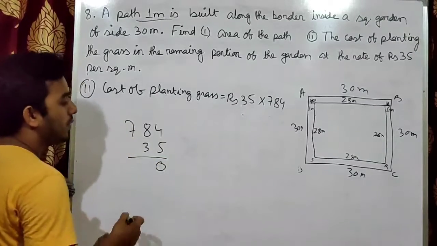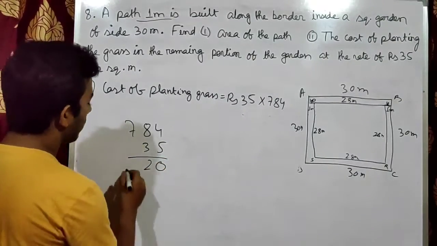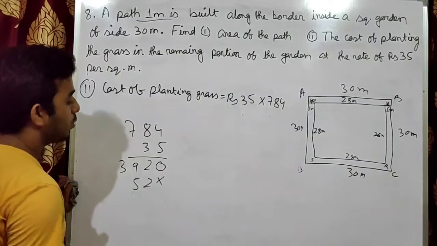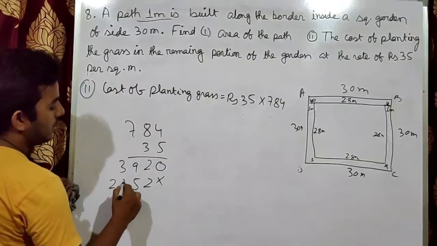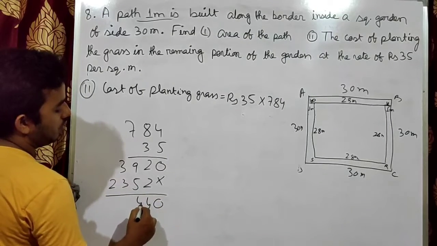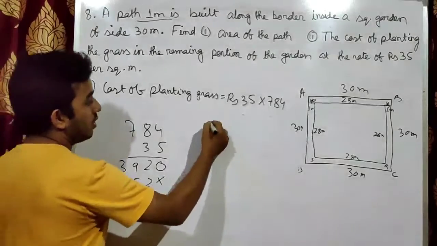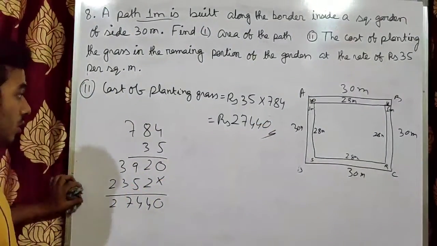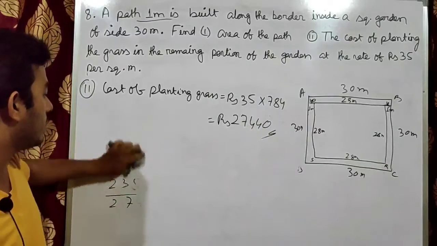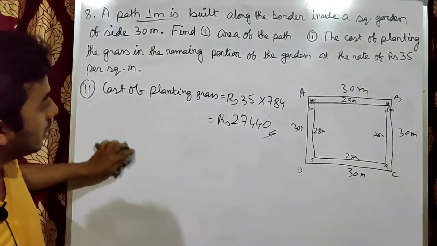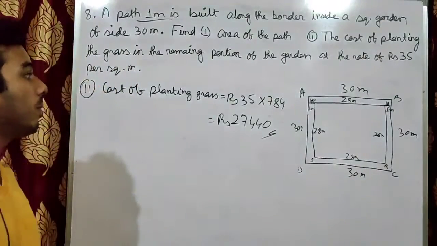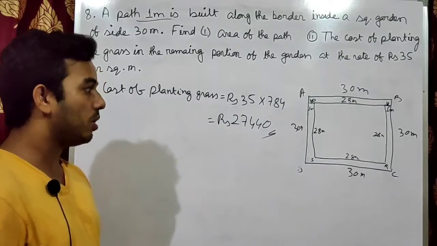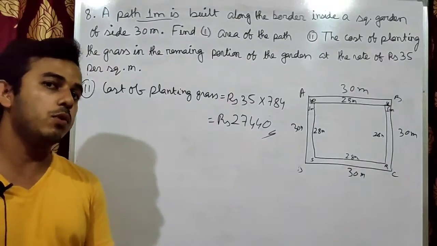5 4 is 20 plus 2, 22, 8 5 is 40, 42, 7 5 is 35, 39. 4 3 is 12, 8 3 is 24, 25, 7 3 is 21, 23. So the answer equals rupees 27,440. So this is our required answer. We have to spend 27,440 rupees for planting the grass. Clear? You can write, hence cost of planting grass equals rupees 27,440. So I hope you have understood, right?